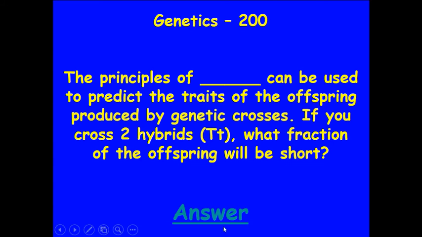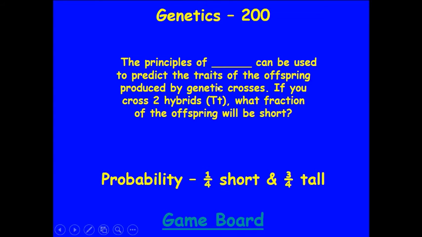So the principles of probability can be used to predict traits of the offspring from crosses. So 1/4 of the offspring were short, 3/4 were tall. The short ones were little t, little t, then half of them were big T, little t, or heterozygotes, and then 1/4 were big T, big T. Of course, the phenotype of being tall is the same for big T, big T and big T, little t.